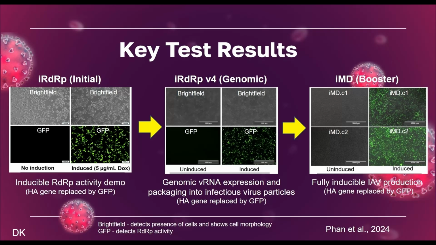influenza A virus production in two different clones of that virus particle. And again, with the HA gene replaced by the green fluorescent protein. So at each stage of this process, they can determine that things are working properly.